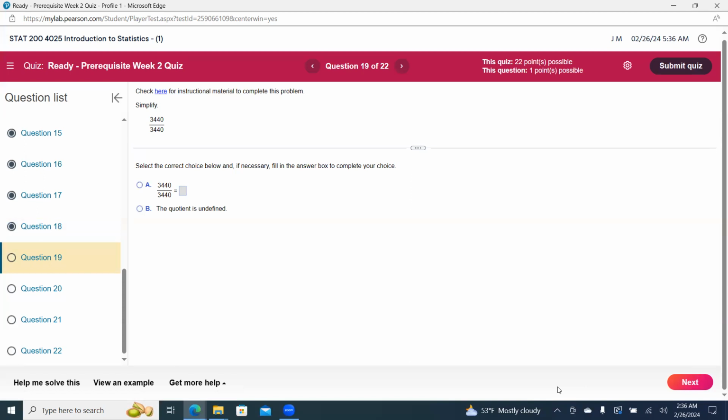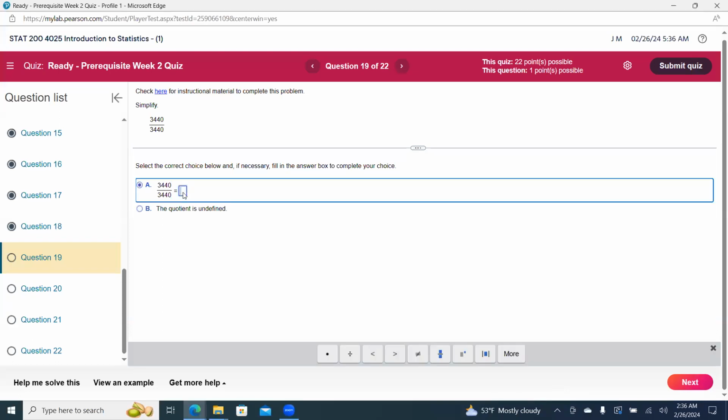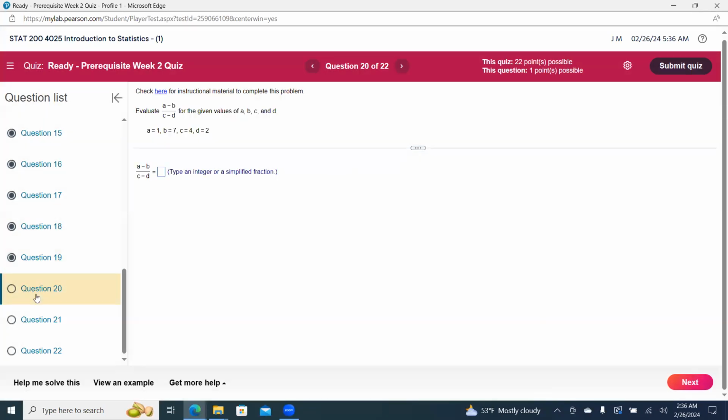Oh, totally messing with us there. Anything divided by itself is 1. Okay, so I like algebra, but it's not like that. They're having this plug-in, which is fine. What do they want there? 1 minus 7 over 4 minus 2.